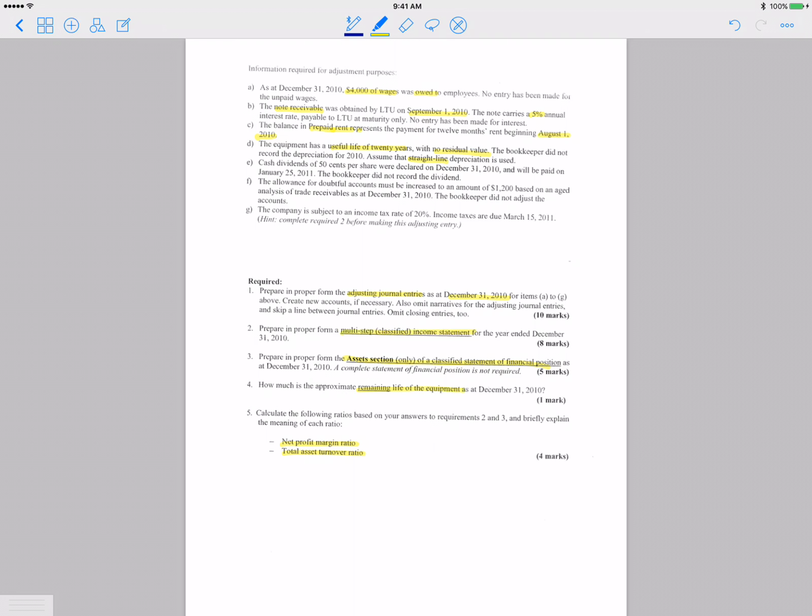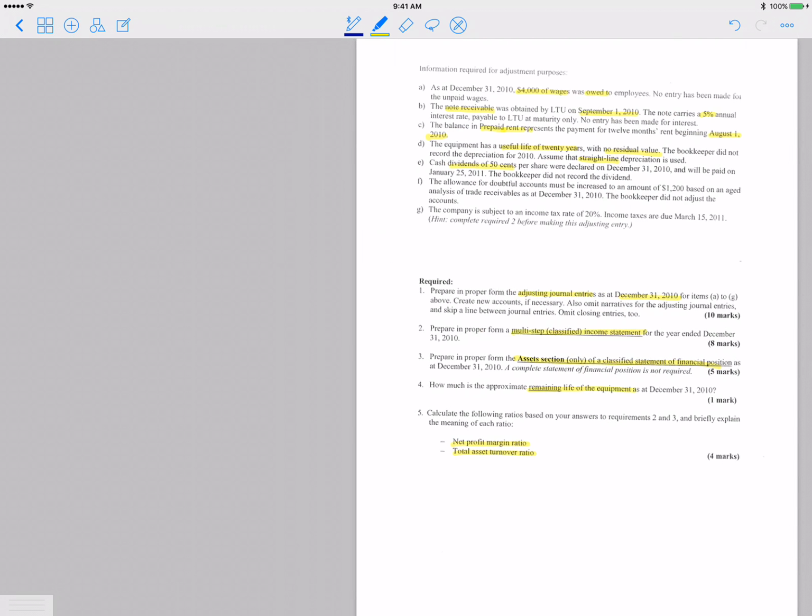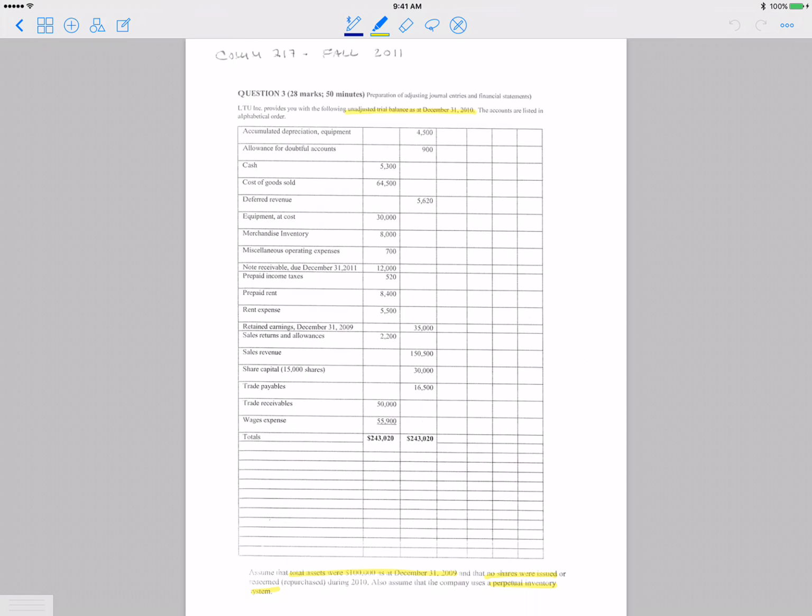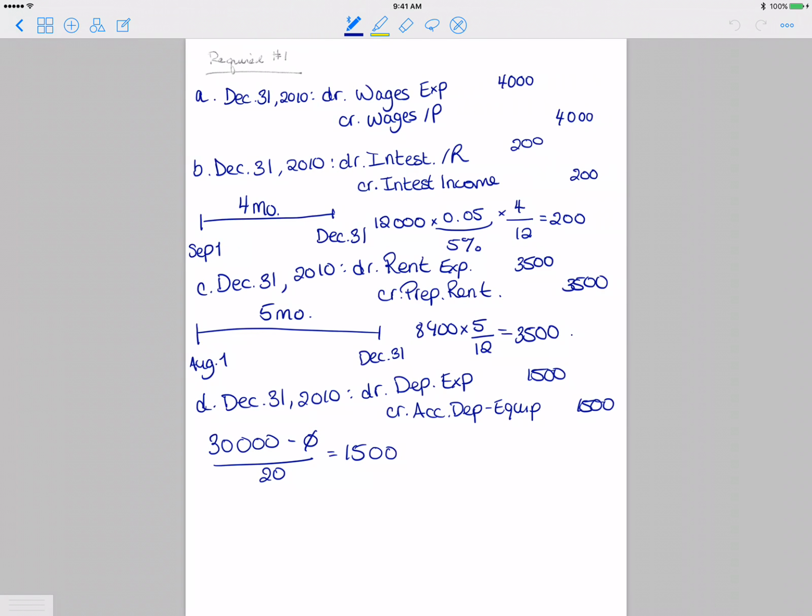They said that they were going to be paying 50 cents cash dividends that was declared on December 31st, but will only be paid on January 25th. So since, again, we follow accrual basis of accounting, not cash basis, we need to record it, but we're not decreasing our cash just yet. So we have dividends of 50 cents per share. We need to know how many shares. It's mentioned right here. If you look under share capital, right here, we have 15,000 shares. Now we can go back and we can make our adjusting journal entry.